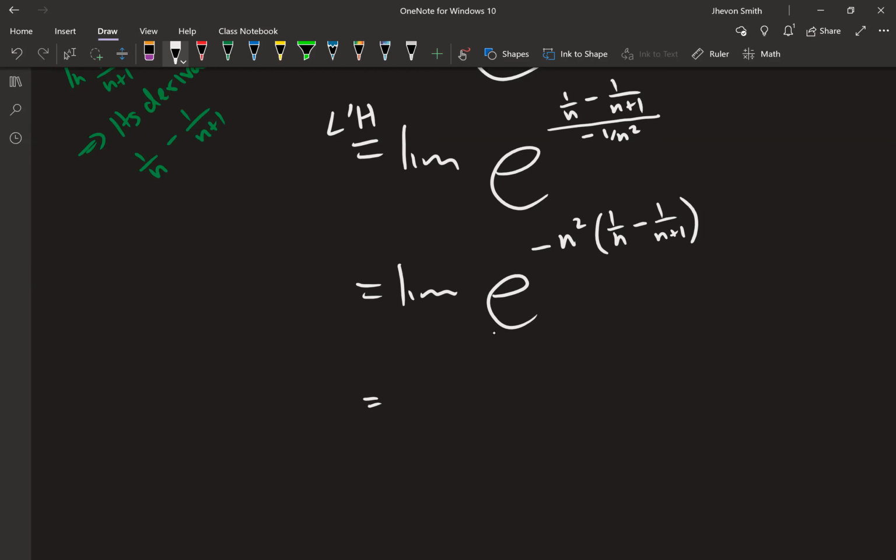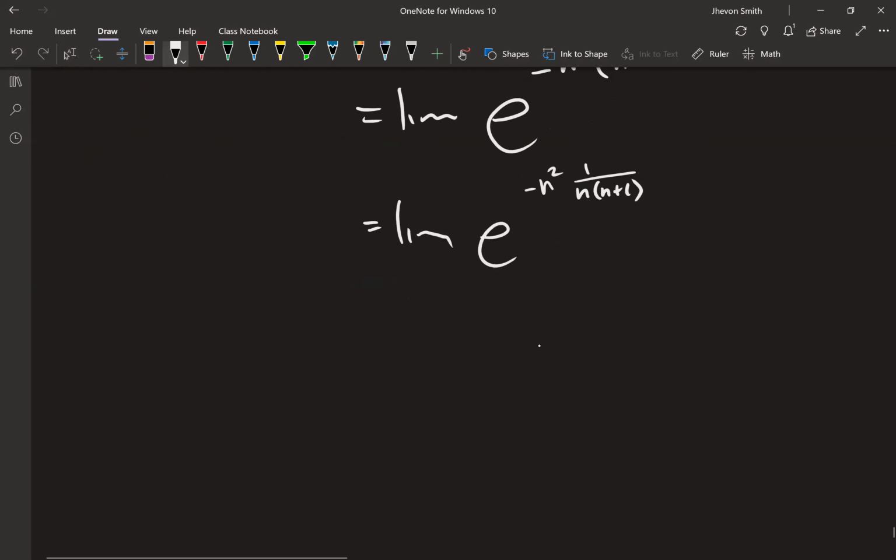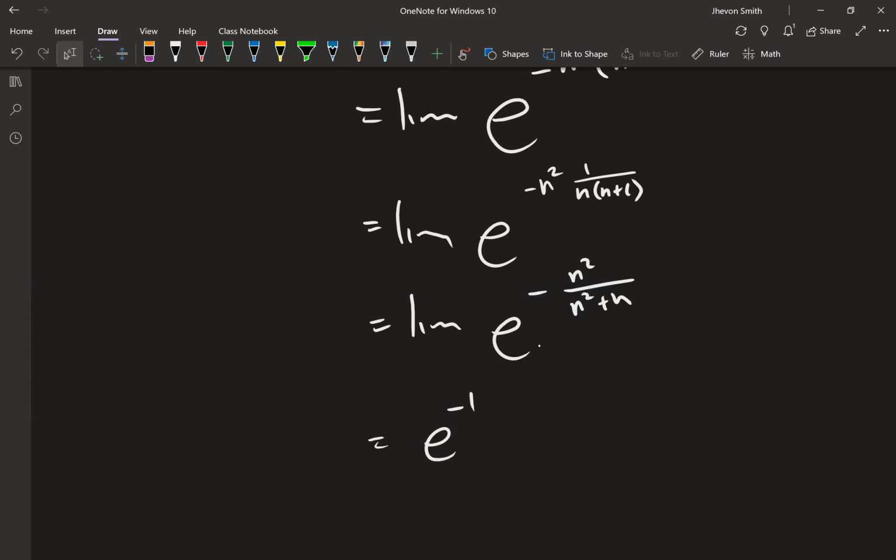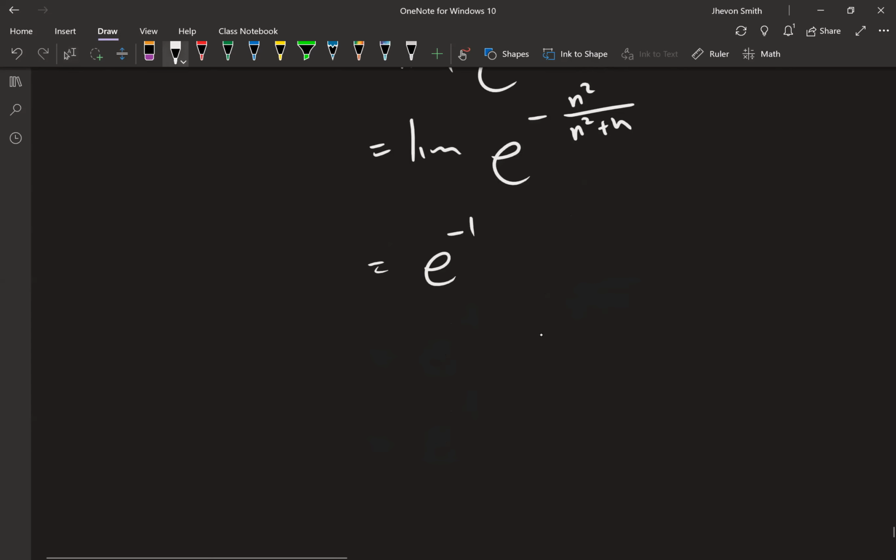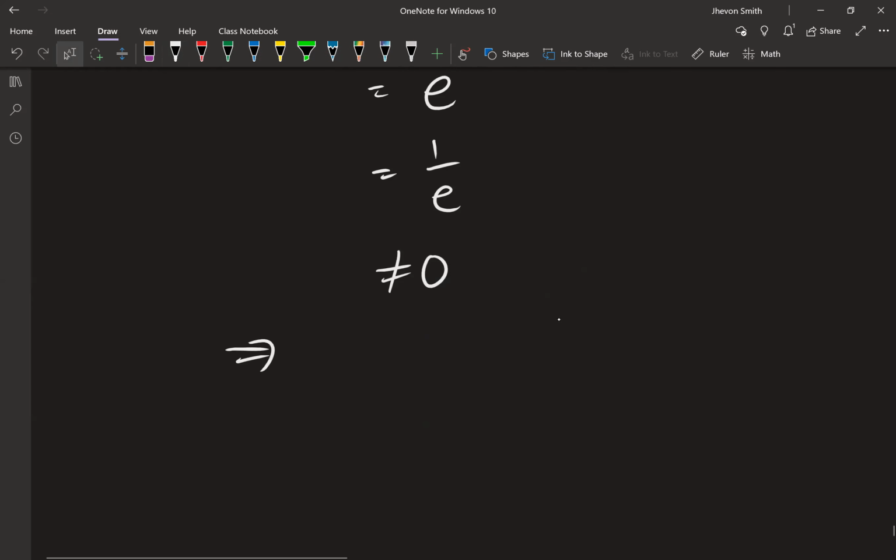And so this is going to look like, combining like terms, 1 over n times n plus 1. And so this is finally the limit of e to the minus n squared over n squared plus n. That approaches e to the minus 1, which is 1 over e, which is not 0, which implies divergence.